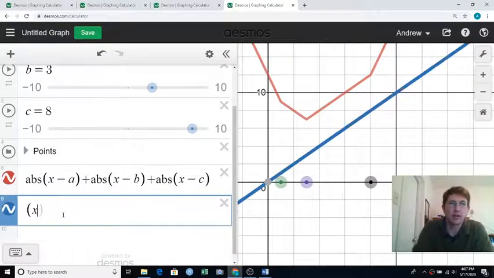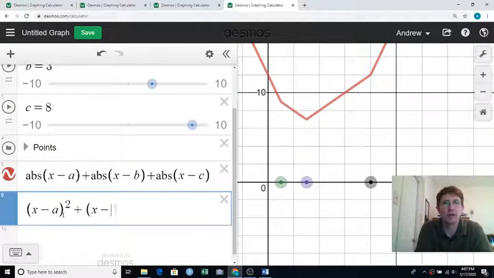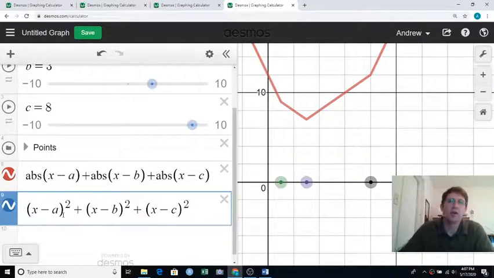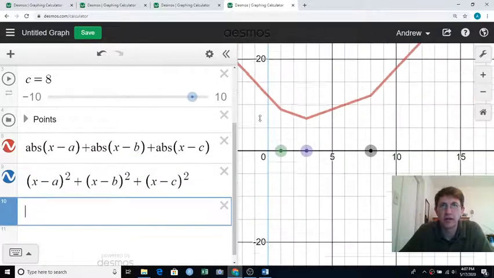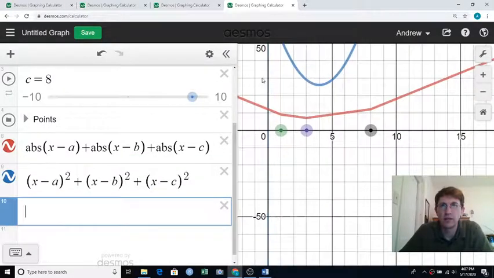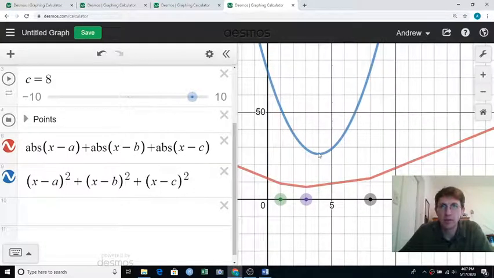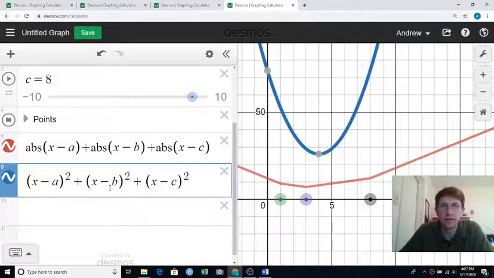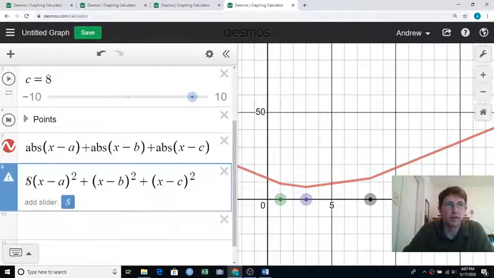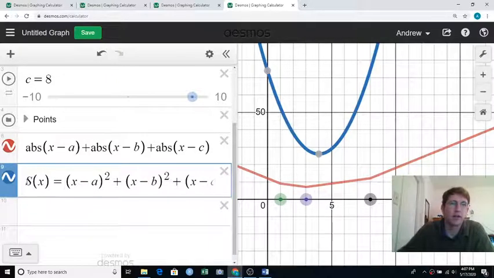So we could say (x minus a) squared plus (x minus b) squared plus (x minus c) squared. You might remember that in linear regression or trendline stuff, you can do the sum of the squared distances of the points from the line. So it takes a little bit of zooming, but there's our function that's the sum of the squared distances. For any value x, we'll call this s of x.